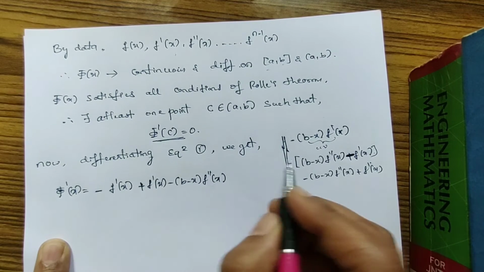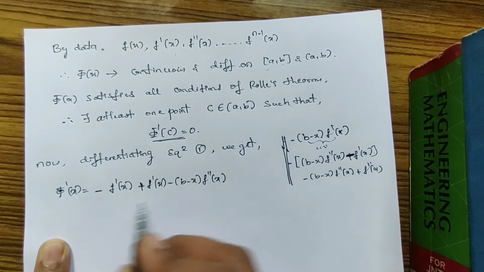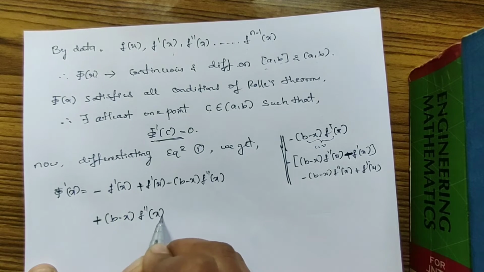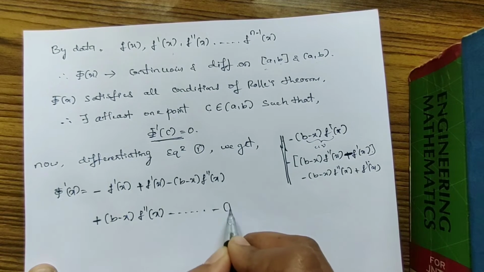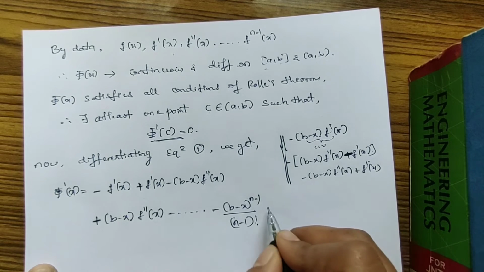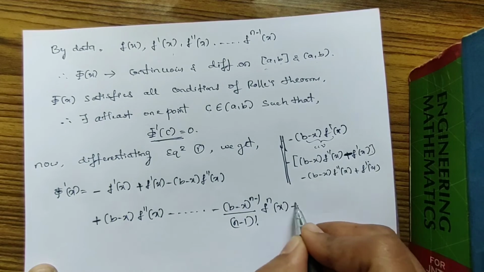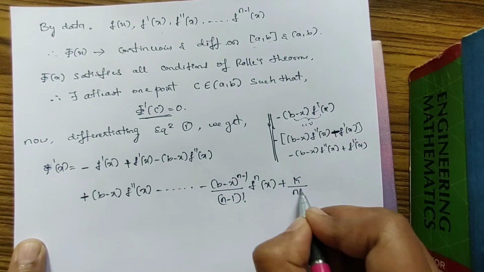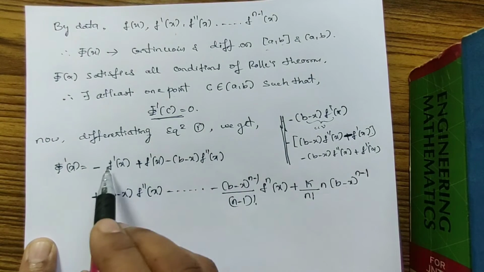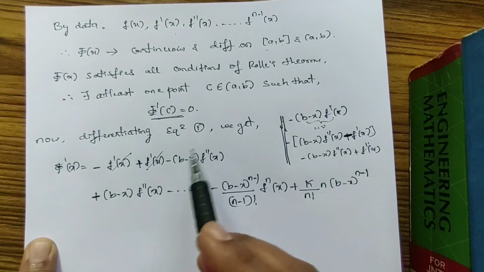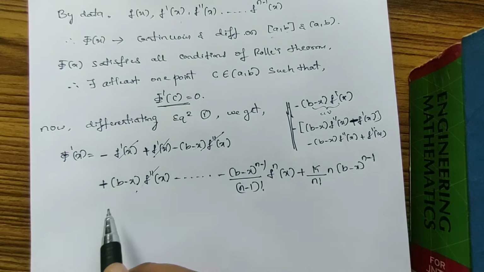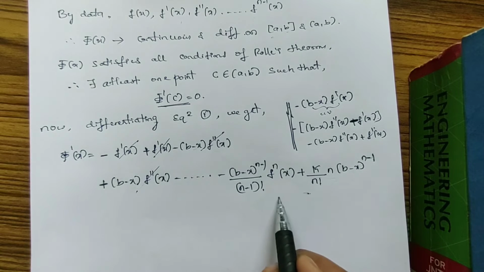and the next term, if we go on continuing like differentiating the function, it will become plus b minus x into f double dash of x minus and so on, minus of b minus x to the power n minus 1 divided by n minus 1 factorial into f power n of x plus k by n factorial of n into b minus x to the power n minus 1. So see here, so minus f dash of x plus f dash of x, minus of this term plus of this term will get cancelled and so on. All the terms get cancelled except the last two terms.